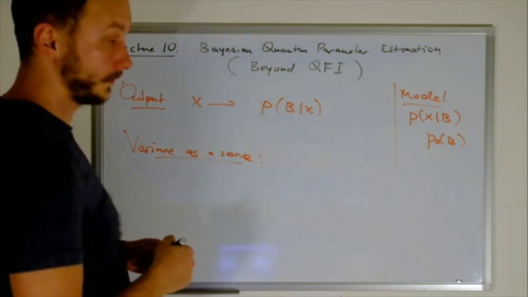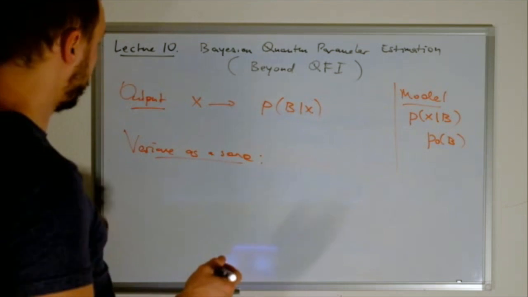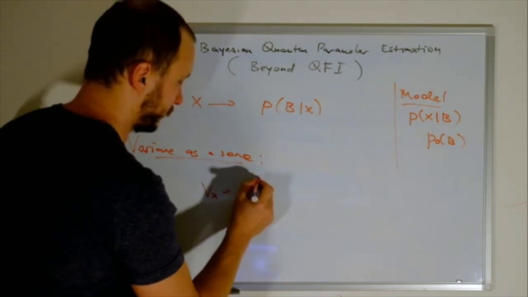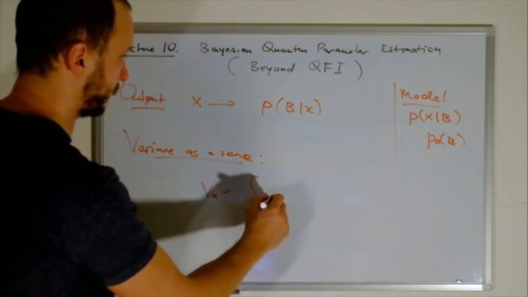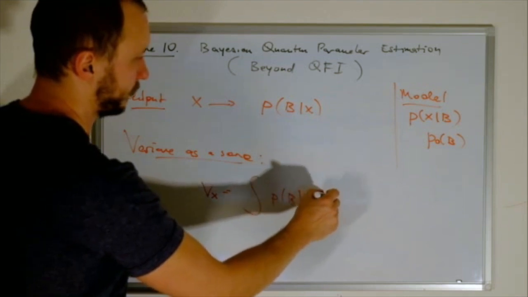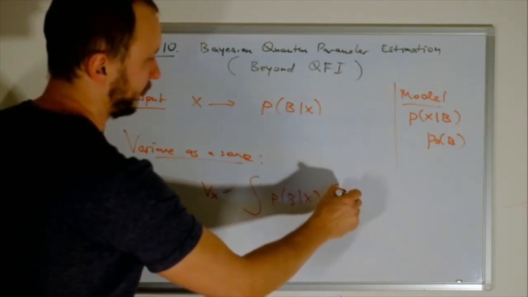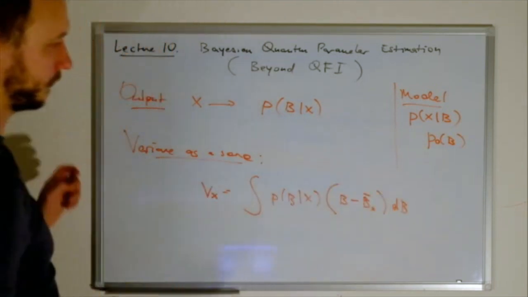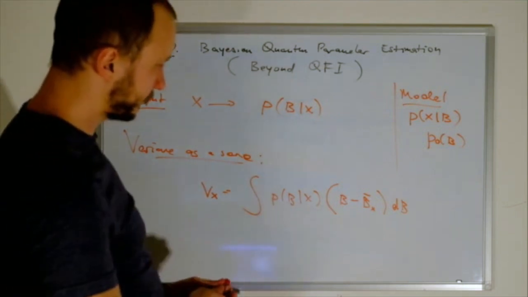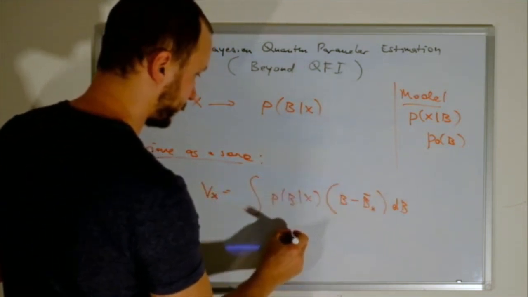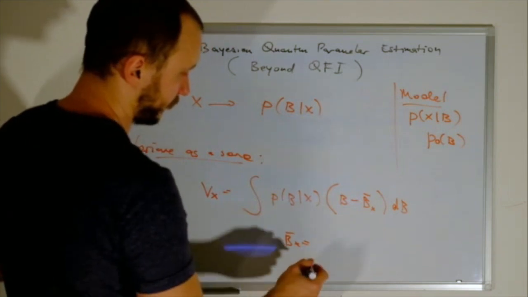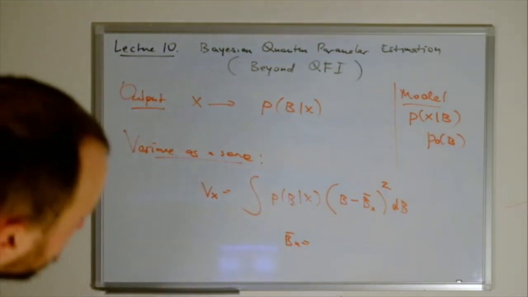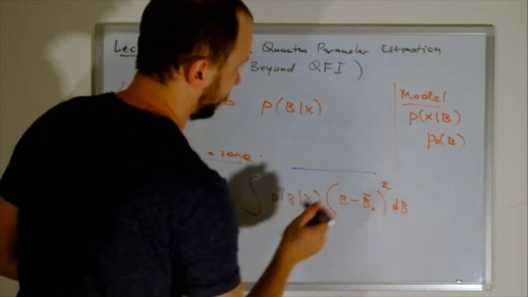Yes, so one thing we can care about, and this relates very nicely to what we had before, is that for this distribution P of B, I can just attribute it to variance. So let's call it V of x. And V of x is just the integral of P of B of x times B, the value minus the average B for x, squared, dB. Okay? So this V of x is kind of our estimator.